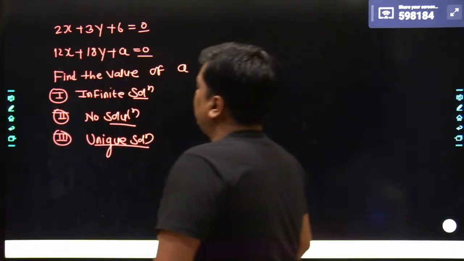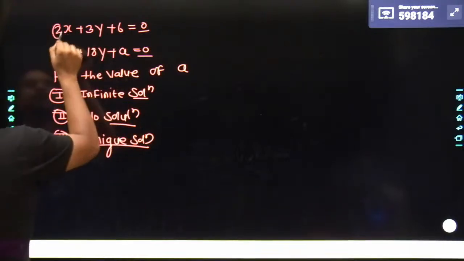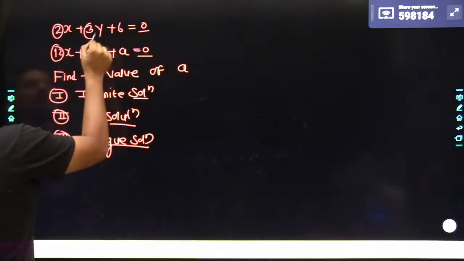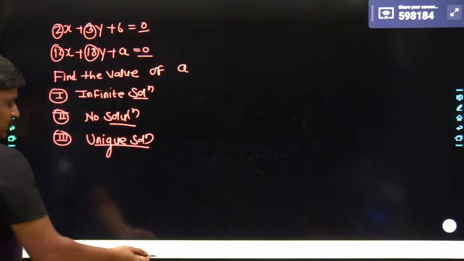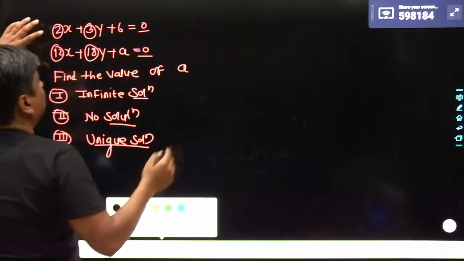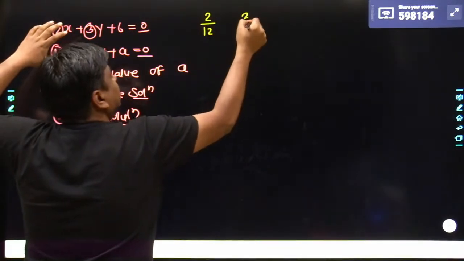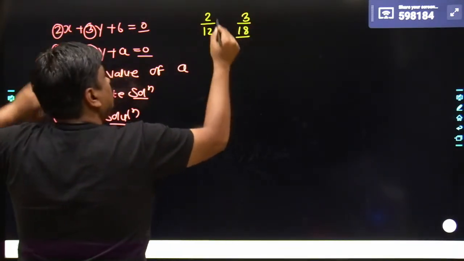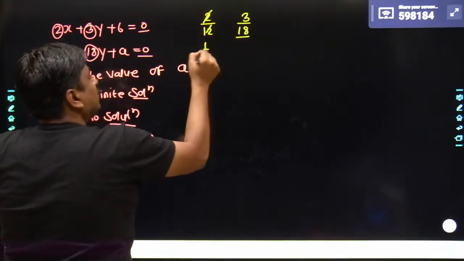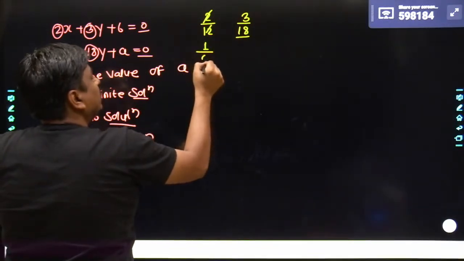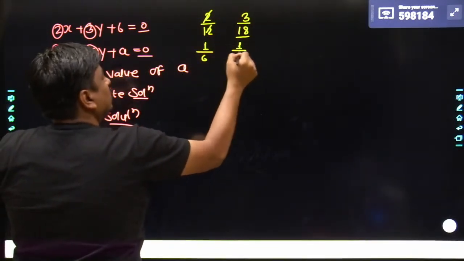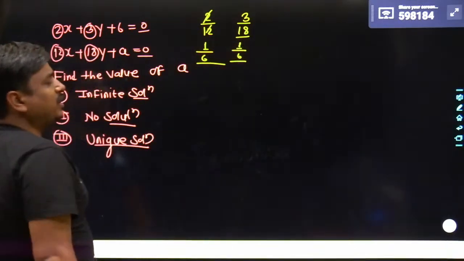At the very beginning, you have to focus on the coefficient of x, which is a1, a2, and the coefficient of y, which is b1 and b2. You will take their ratios separately. So here it goes 2 divided by 12, and here 3 divided by 18. Once you take their ratios, it is 1 divided by 6, and here also 1 divided by 6.